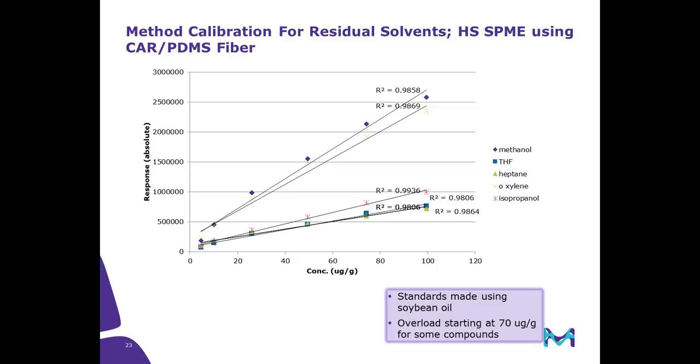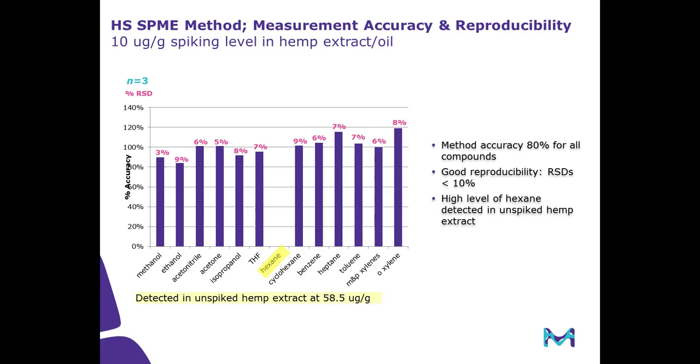I was actually getting such good sensitivity with this method that at about 70 ppm, I was starting to see a little bit of overload on some of the compounds. And the cutoff, I know for Oregon, varies depending on the solvent you're looking for. But generally, if you can see down to 10 ppm, that's going to be fine for most of these, which SPME has no problem with. It's an enrichment technique, very, very sensitive. So in my spiked hemp oil, I spiked it at 10 ppm.